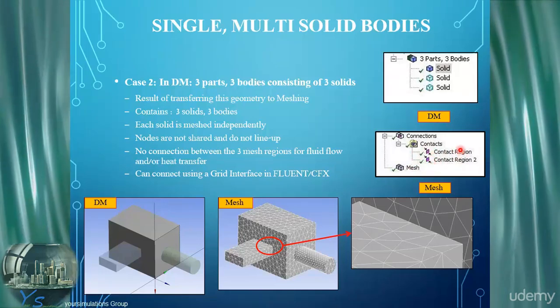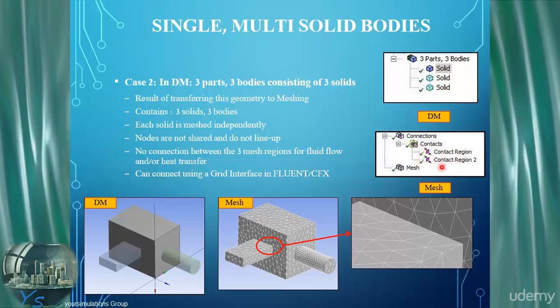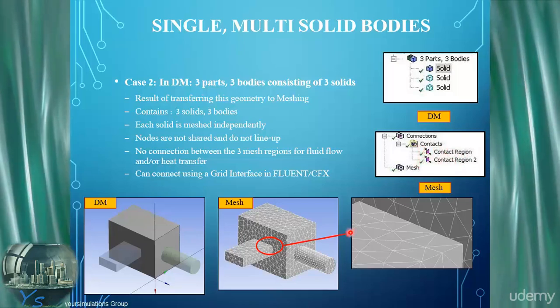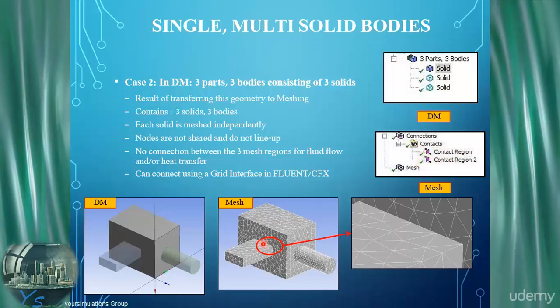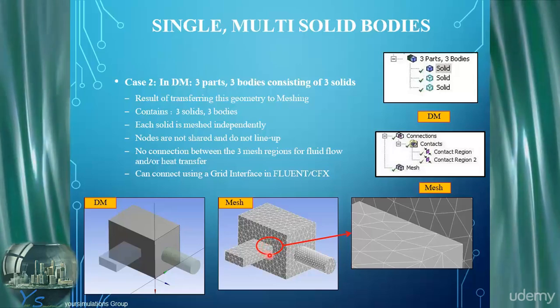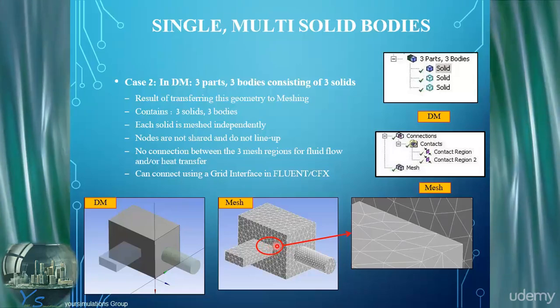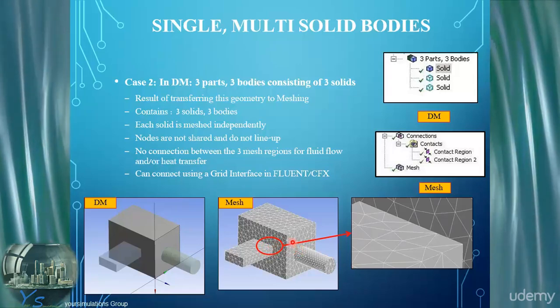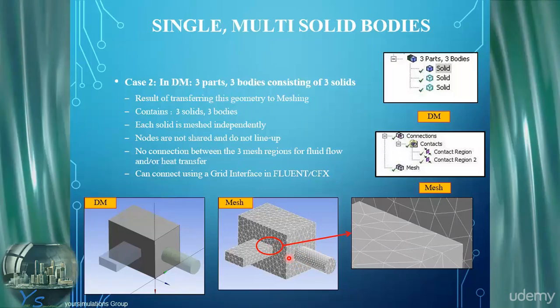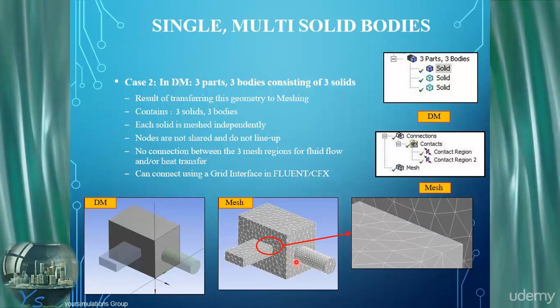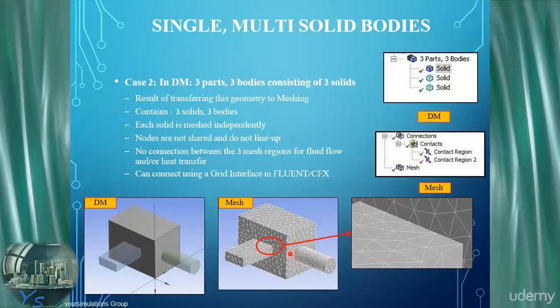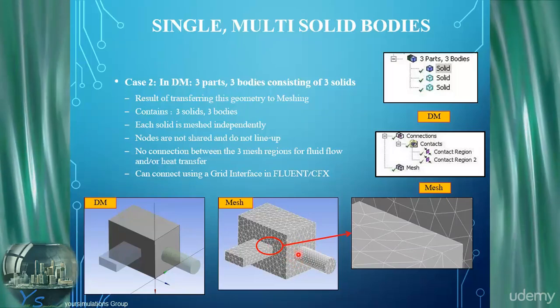So here we can see we have a contact group that's created and 2 contact regions. So we have a contact region between the large face of the large block and the small face of the smaller block, and also the right hand square face of the large block and the circular face of the end of the cylinder. And these are the two contact regions that were generated.